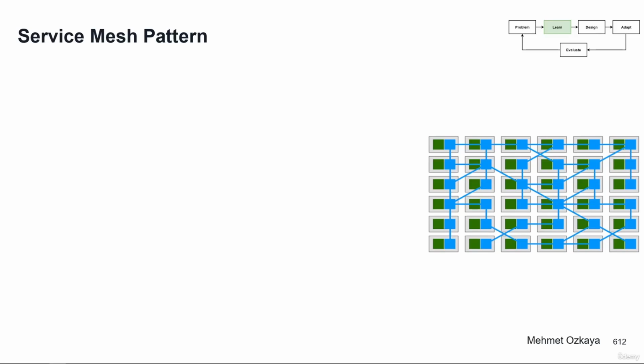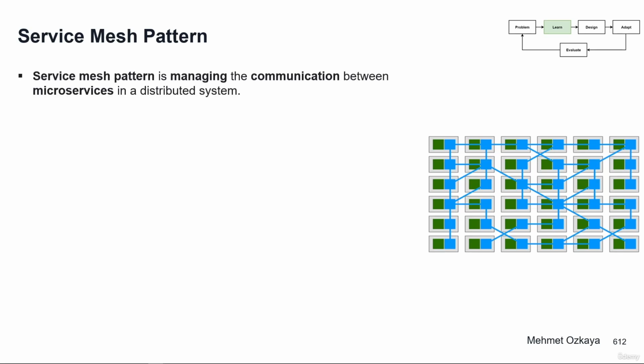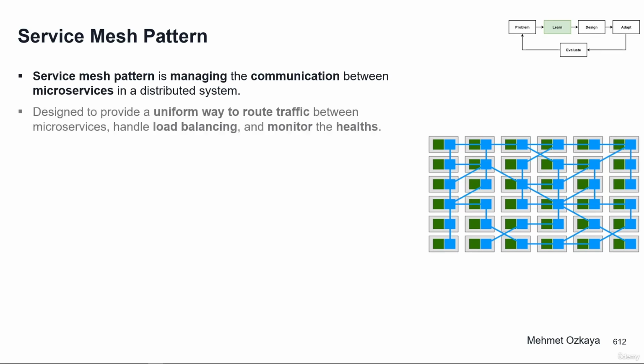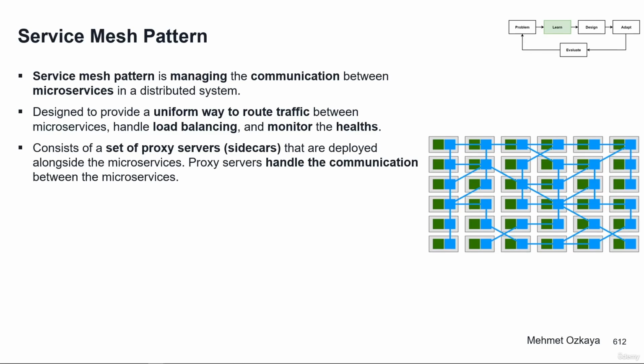In this video, we are going to learn the service mesh pattern and how the service mesh pattern works for microservice deployments. A service mesh is a pattern for managing the communication between microservices in a distributed system. It is designed to provide a uniform way to route traffic between microservices, handle load balancing, and monitor the health of the system.